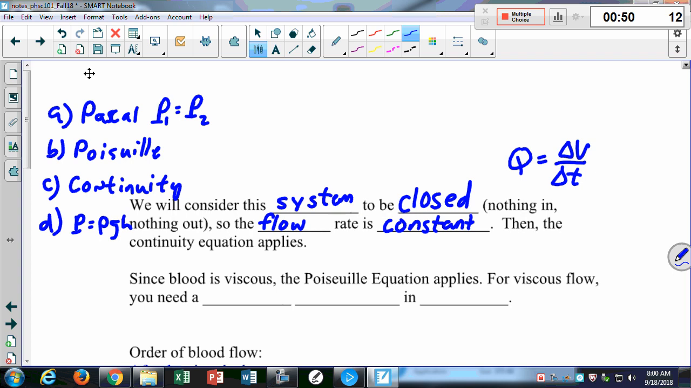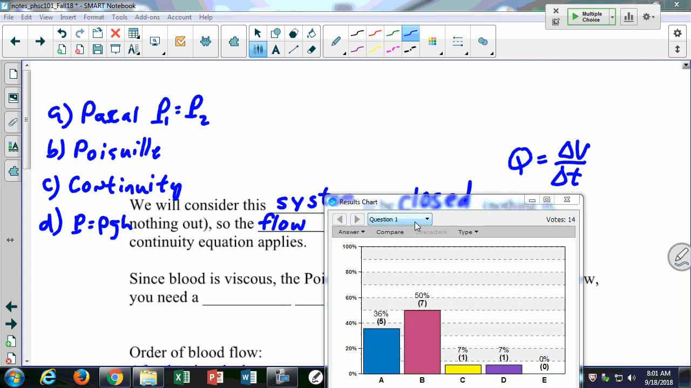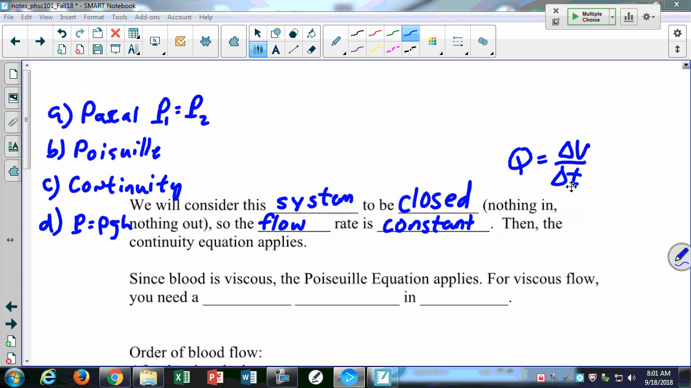All right, let's stop here in just a few seconds. Stop at 55. You get? Okay, no, the answer is C, y'all. Oh, come on. It's the continuity equation.